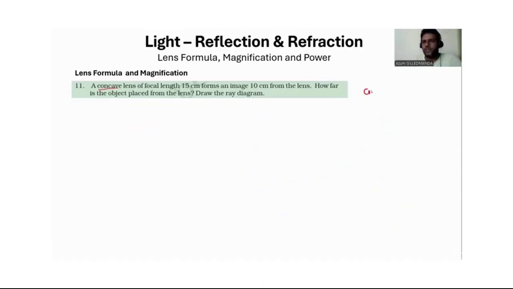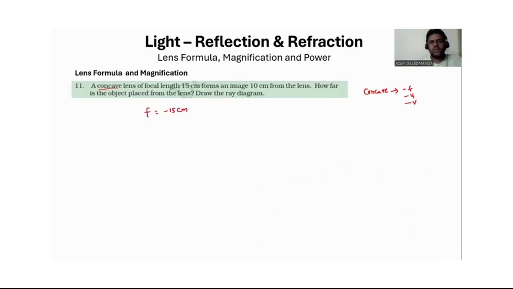So let's first look at the sign convention. That's the thumb rule, right? So the sign conventions are all minus: minus F, minus U, and minus V. Focal length is given. So what is F? F equals minus 15 centimeter.